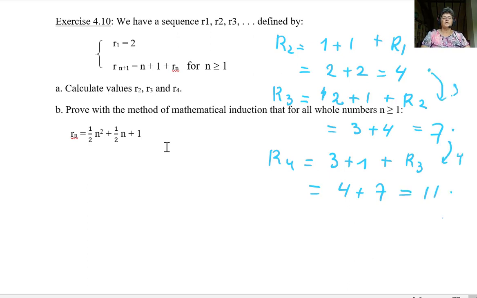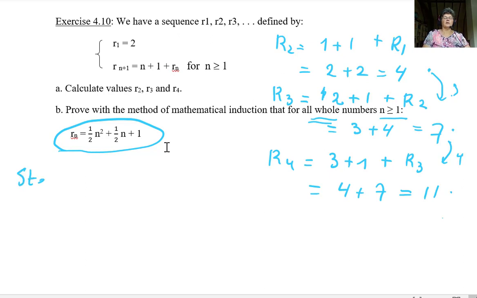Prove with the help of mathematical induction that for all whole numbers, so integers, and we start at 1, so n larger or equal to 1, that Rn equals a half times n squared plus half n plus 1.